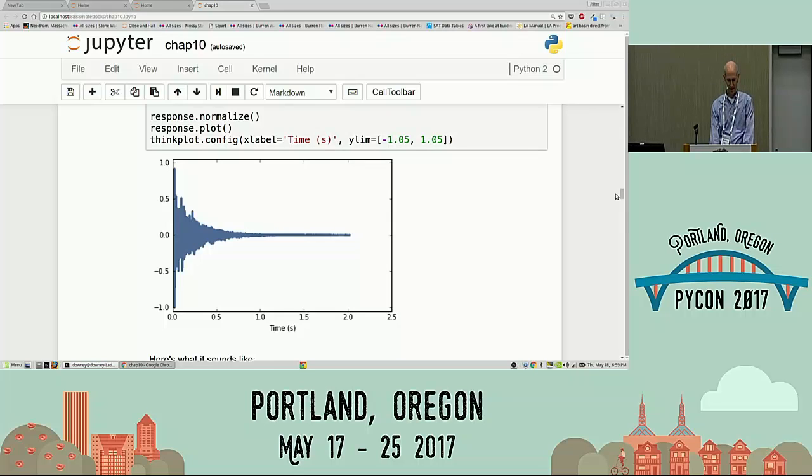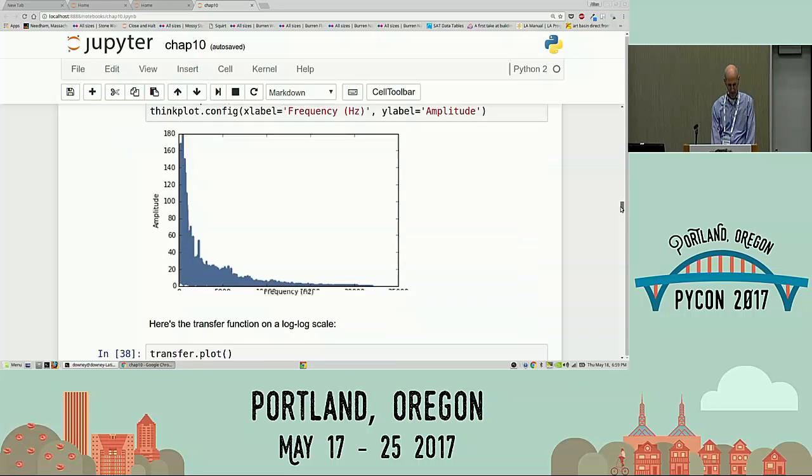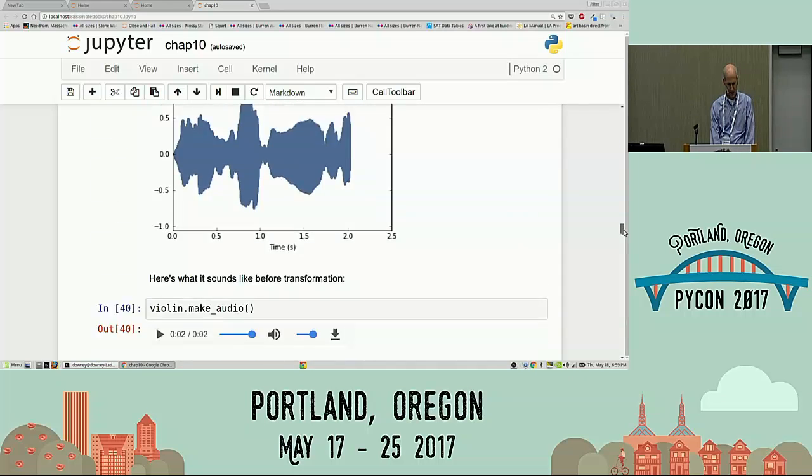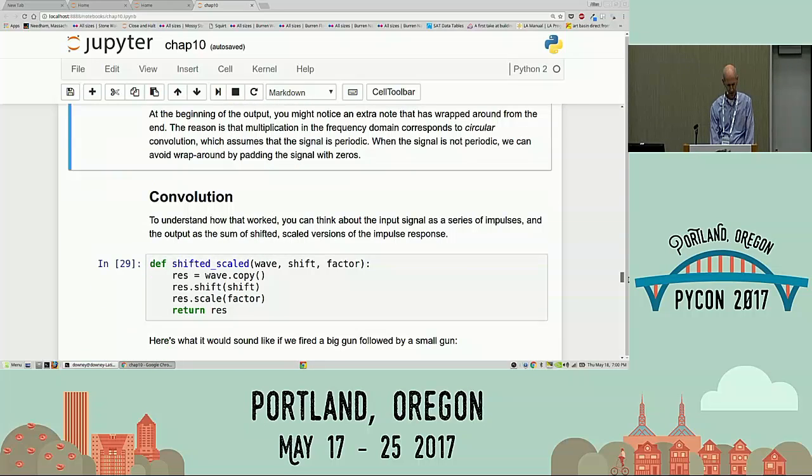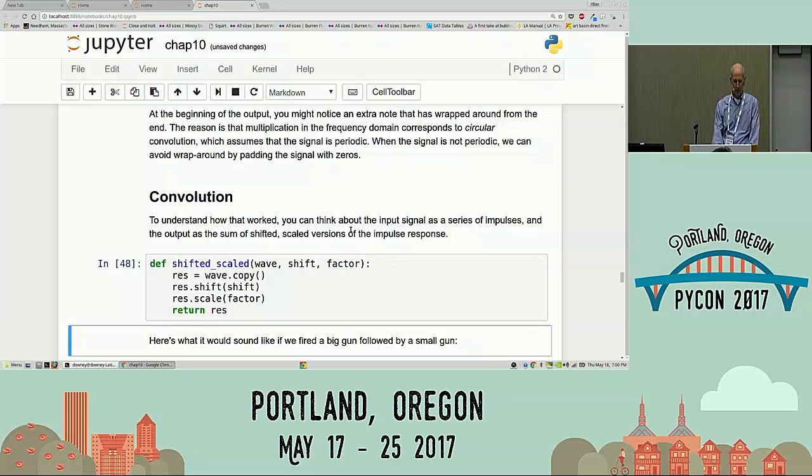All right. If you would like to, let's take just a couple of minutes. The next section of the notebook explains a little bit more about how this works. The section called convolution. One way to think about what's going on is that the output from an LTI system is just like the input, except that it's been shifted in time and scaled, expanded or shrunk vertically.